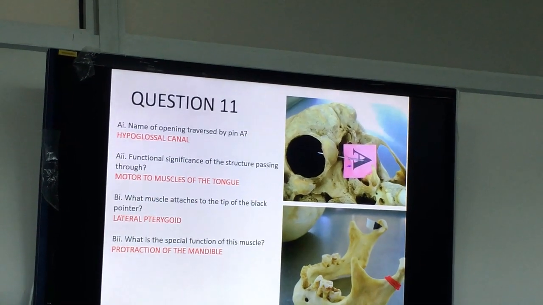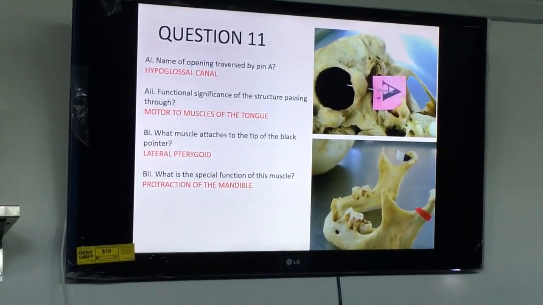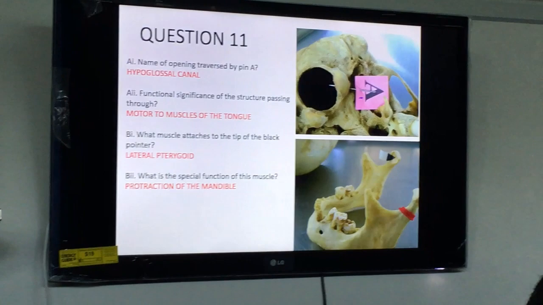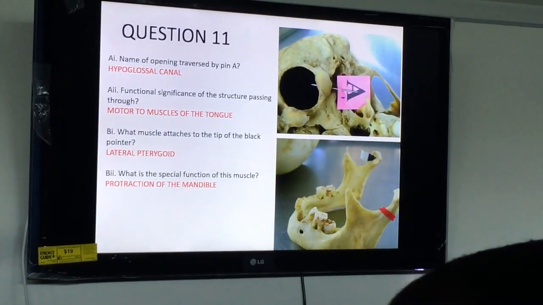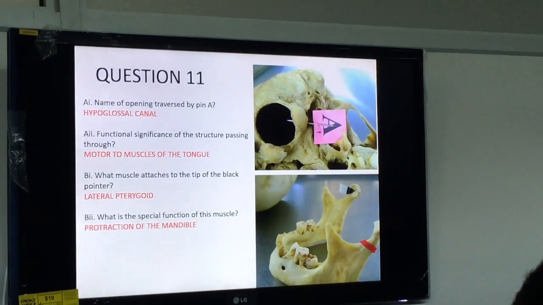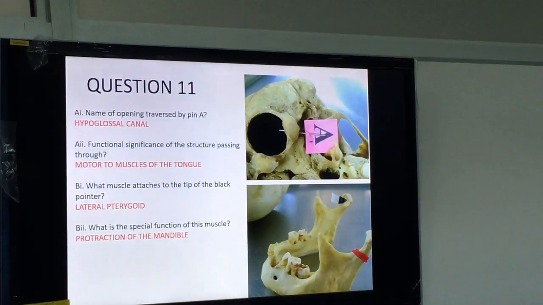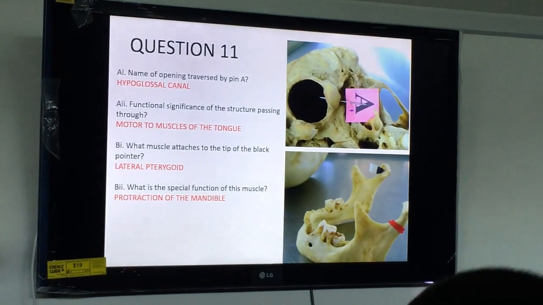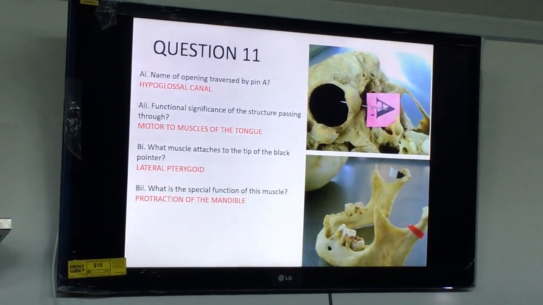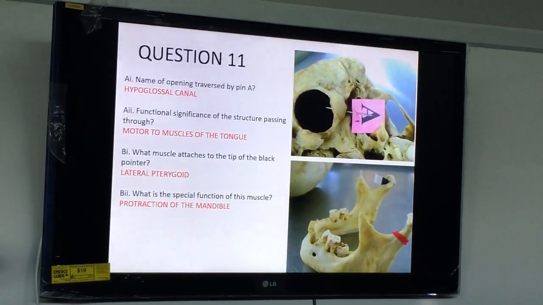Although these days anatomy is getting watered down and nobody cares anymore. But I don't think that's the right way to ask the question. It's the action. I think function is something like chewing, but action is flexion, extension, protraction, retraction, and those things. Alright, anyway, move on.